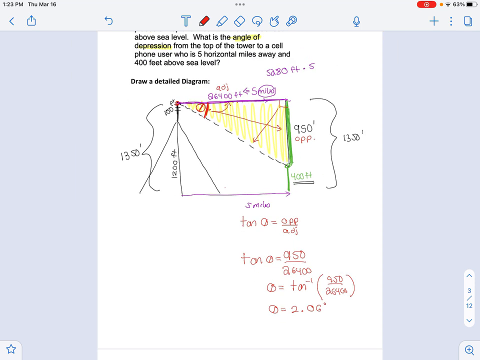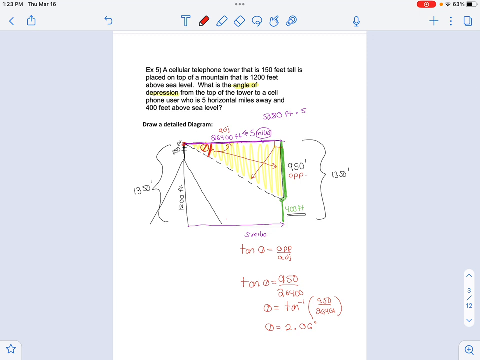So tonight, you guys are going to work on some problems where you're using these trig functions, using right triangles. So you've got to find a right triangle in your picture. And again, label the information carefully.